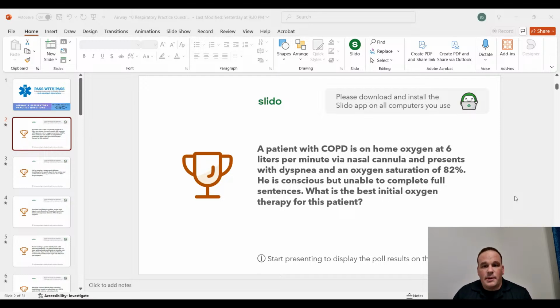So picture this patient in your head. With any National Registry question, even if it's 1 sentence long, I want you to read the question twice, because there's valuable information in there.